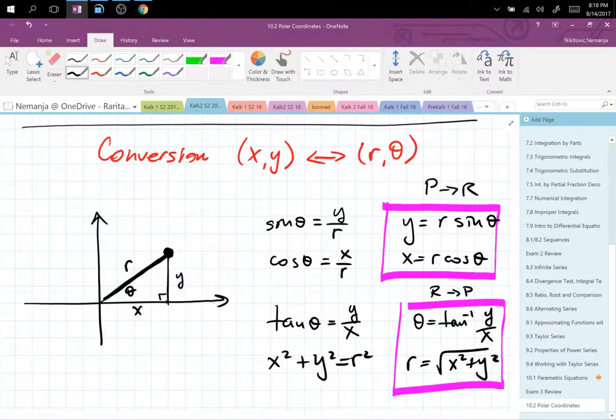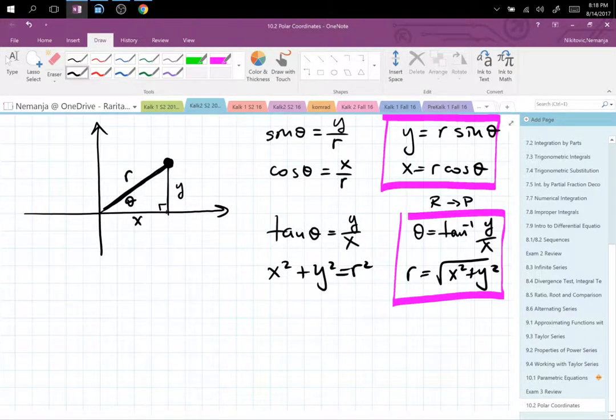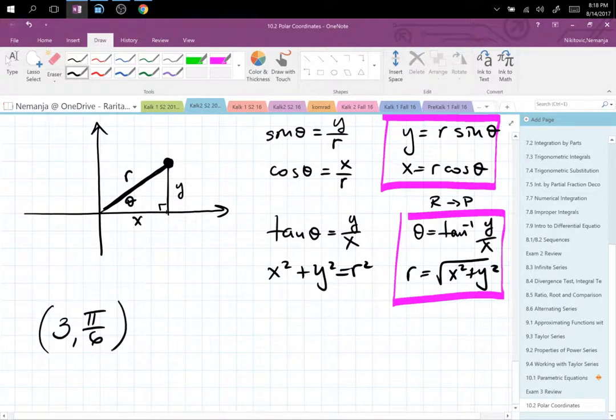And now is the time to actually do the conversion. Say your point was (3, pi over 6). Clearly that's the polar world. We want to shift this into rectangular and see what we get. Rectangular is x comma y.